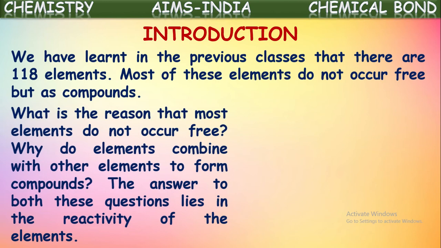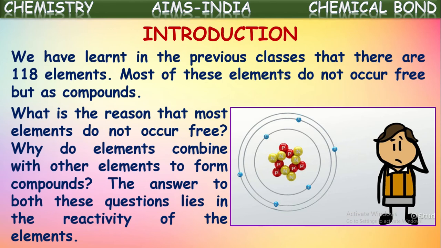What is the reason that most elements do not occur free? Why are they occurring in the compound state? Why are they not occurring free? Why do elements combine with other elements to form compounds? Instead of being free, why are all these elements combining together and forming so many compounds?